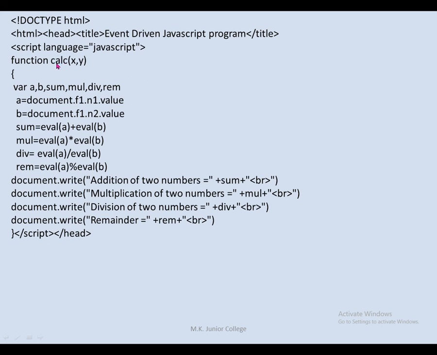Now somewhere you are linking this function in your form. Now I am starting with body, with a pink color, whatever color you want. You are giving one heading as a form to accept two numbers from the user. When you want to accept two numbers, you need two text boxes.